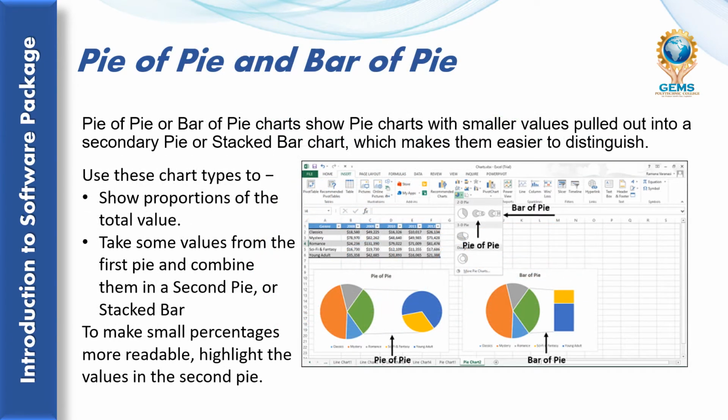Now you can see here there is a pie of pie and a bar of pie. Pie of pie or bar of pie chart shows the pie chart with similar values pulled out into a secondary pie or stacked bar chart. Use this chart type to show proportion of the total value; it takes some values from the first pie and combines them in a second pie or stacked bar. So you can make small percentages more readable, and highlight the value in the second pie.